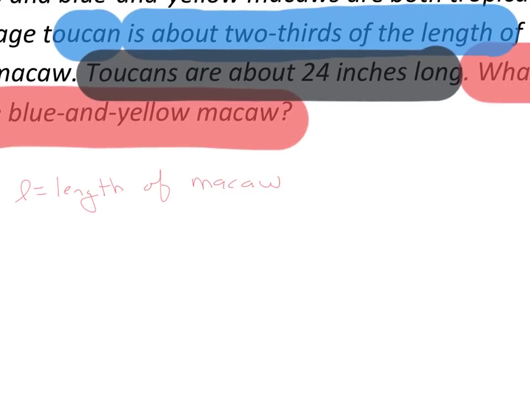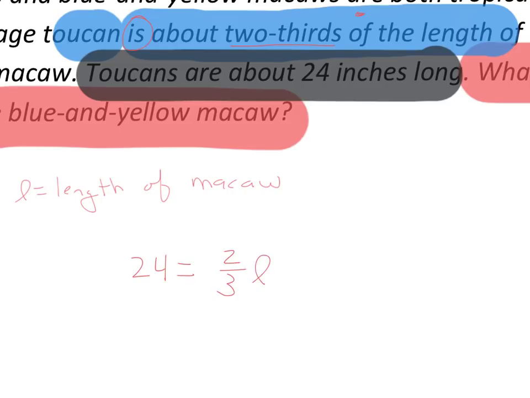So I know in place of the toucans up here, I'm going to put an L for its length. Sorry, that's not right. The toucan is 24 inches long, so we're going to take 24 and plug it in for T. So I'm going to put 24 equals, because "is" means equals, right? About 2/3. "2/3 of" means times the length.